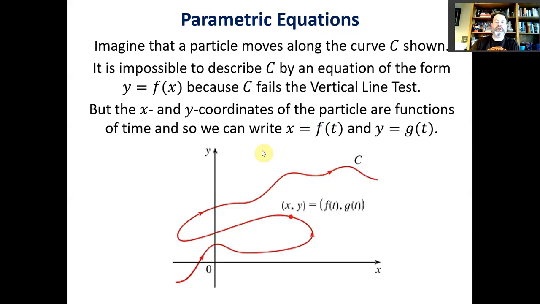So the way we think of parametric equations is that we have a particle that's moving in the xy plane, just tracing out a path, and then we have arrows marking the direction of its motion. This is not a function the way we normally think of functions because it fails the vertical line test. But each coordinate is a function of time. So the idea is we could write a function just for this and just for that, and we're pairing the two functions in a coordinate sense.